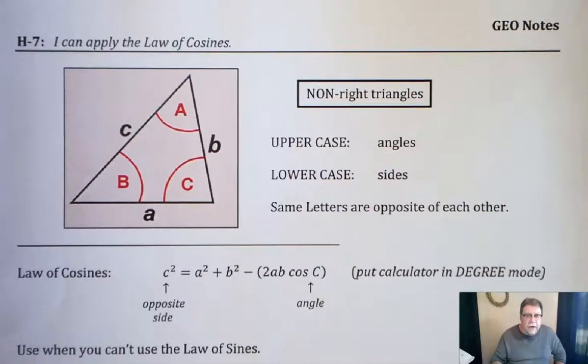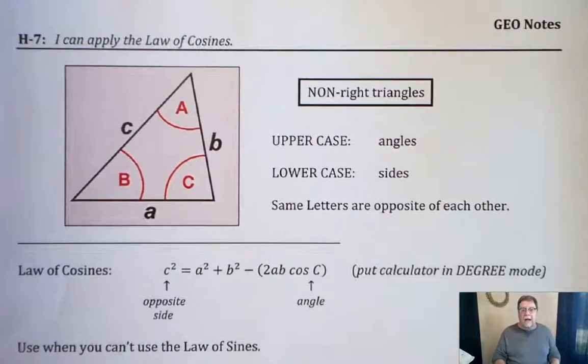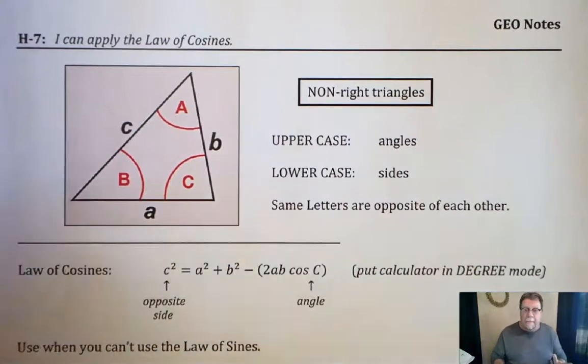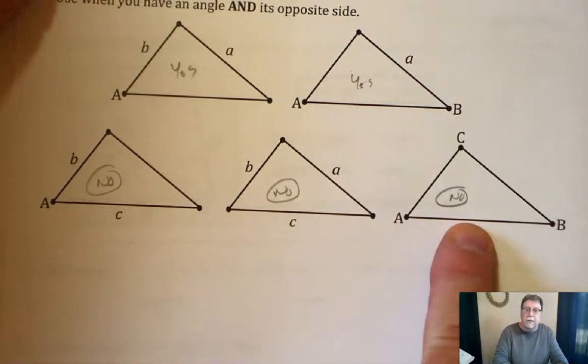Here we are finishing up our H unit on trigonometry. We're going to finish with what's called the law of cosines. It looks a lot like the notes that you saw with the law of sines. It's very similar. Remember, we showed you in the law of sines when you cannot use the law of sines. I showed you right here in those notes for law of sines that these are the situations where we cannot use the law of sines.